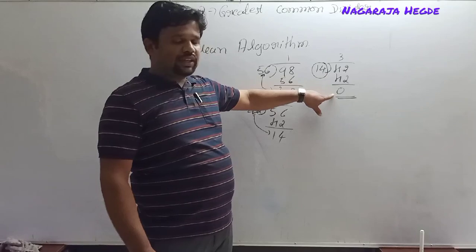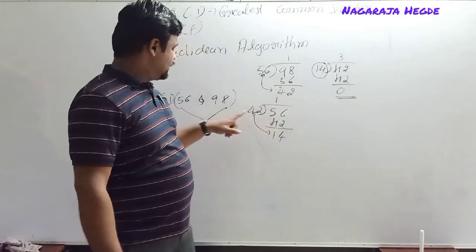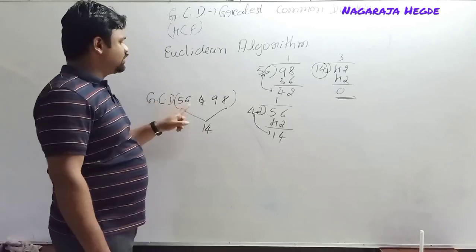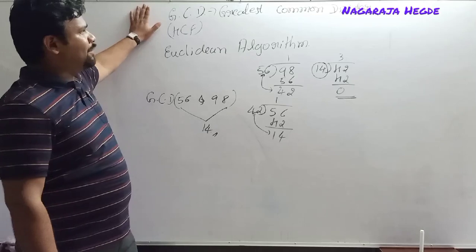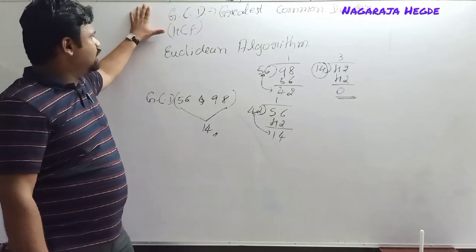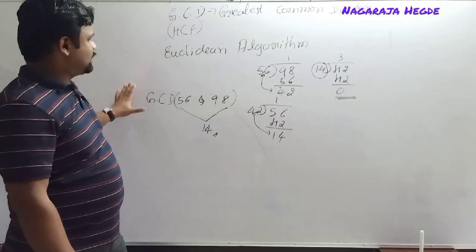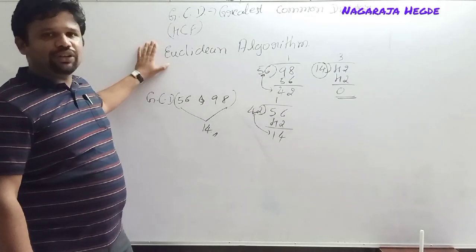When we get remainder 0, the step before, what is the remainder? 14. That 14 is the GCD of these two numbers. So this is the concept of greatest common factor, or greatest common divisor, or highest common factor. And the method to find the GCD is called the Euclidean algorithm.